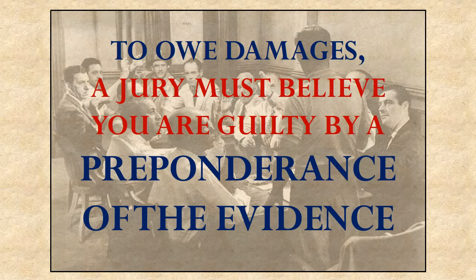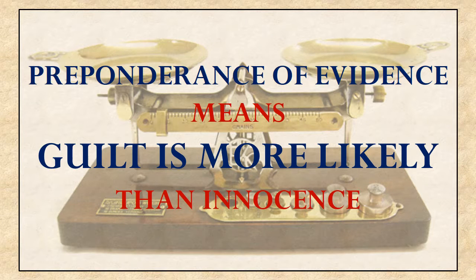Now, what does that mean, preponderance of the evidence? There's an easy way to think about it. Imagine a set of scales, and you put all the evidence that somebody is guilty in one side, all the evidence that they're innocent in the other side. Whichever side weighs more wins. In other words, if they're more likely to be innocent, you find them innocent. If they're more likely to be guilty, you find them guilty, even if it's a really close call.